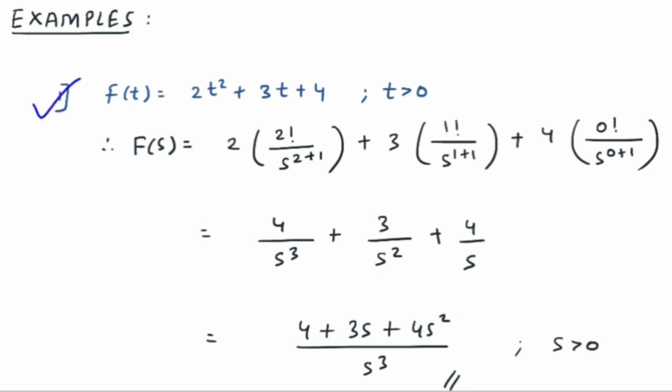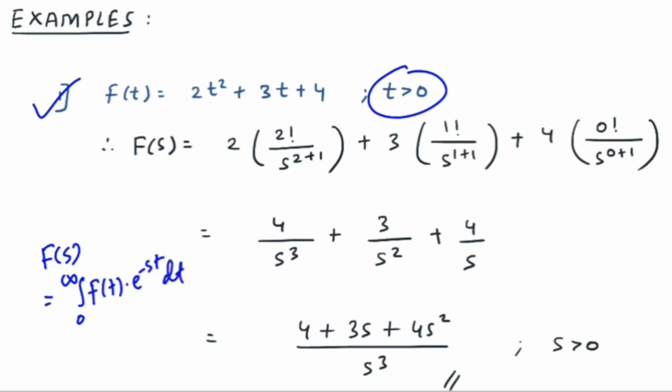Let us start with example 1. F of t is equal to 2t square plus 3t plus 4, where t is greater than 0. Tell me what would be the Laplace. If you go by the standard definition, then you have to solve the integration to get the Laplace domain signal, like capital F of s is equal to integral 0 to infinity, because our time is greater than 0, which means 0 to infinity, right? So in that region our f of t will work, and e raised to minus st dt. Solve this integration and you will get the Laplace domain signal, which is a time taking process.